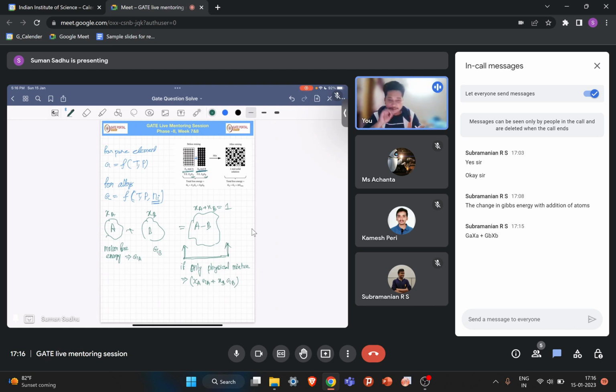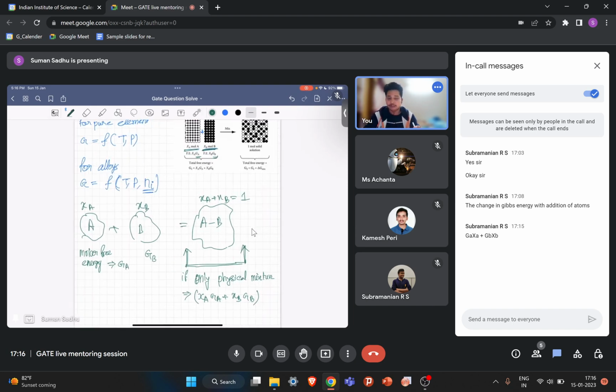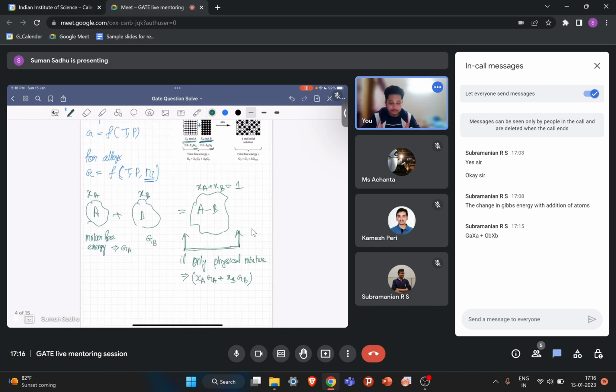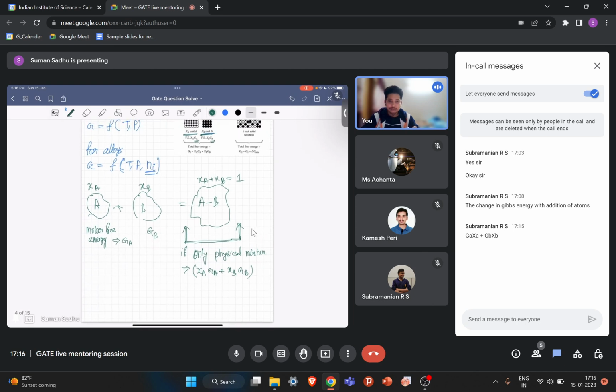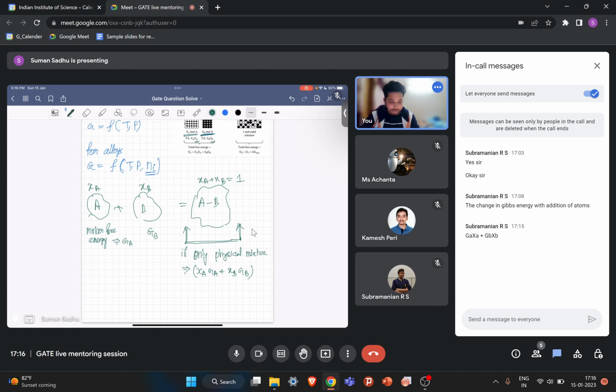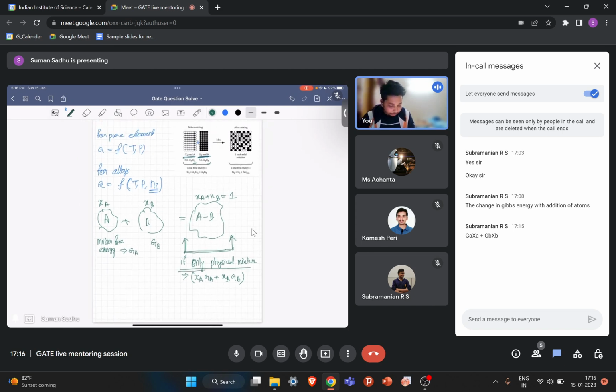That means no interaction is happening at all between the A atoms and B atoms. But in reality this is not the scenario. So in reality, what happens when you are adding A and B atoms together? Rather than being a physical mixture, they also interact with each other. So this is only for a physical mixture. But when a solution of A and B is taking place, there is a free energy change. That free energy change is termed delta G mix because of the solution.